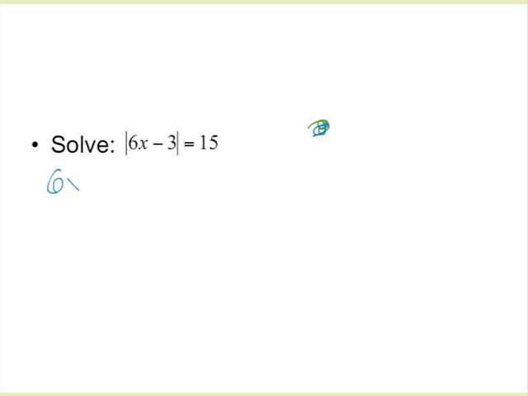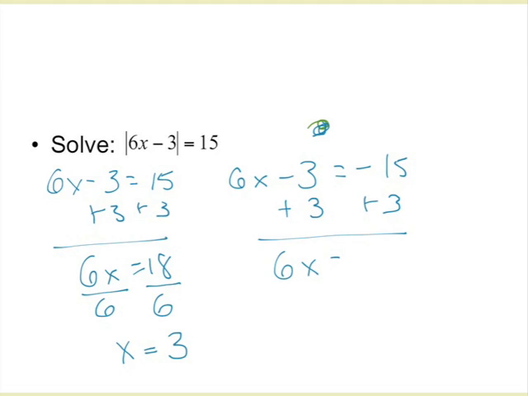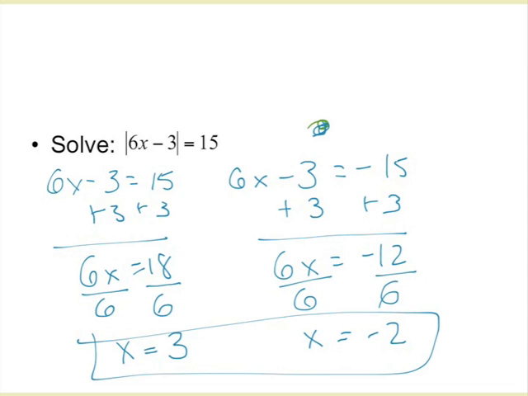So we begin by setting the inside of the absolute value equal to the positive, and set the inside of the absolute value equal to the negative. We solve the two equations individually. So in the first one, adding 3 gives 18, and dividing by 6 gives 3. And the second one, adding 3 gives negative 12, and dividing by 6 gives negative 2. So both of these values should work if they are plugged in for x in the original problem.